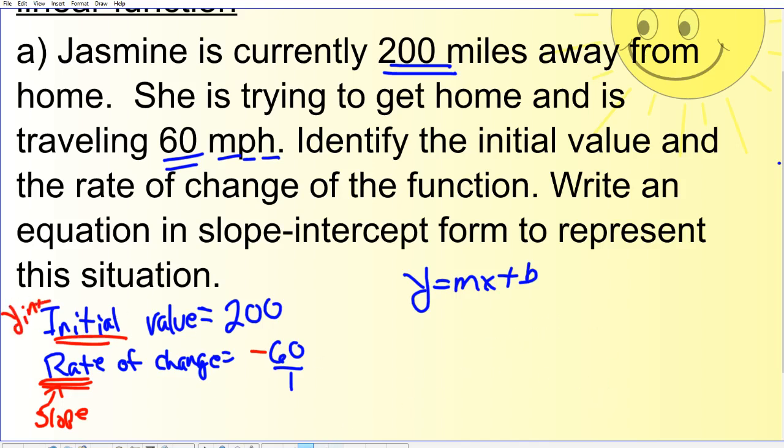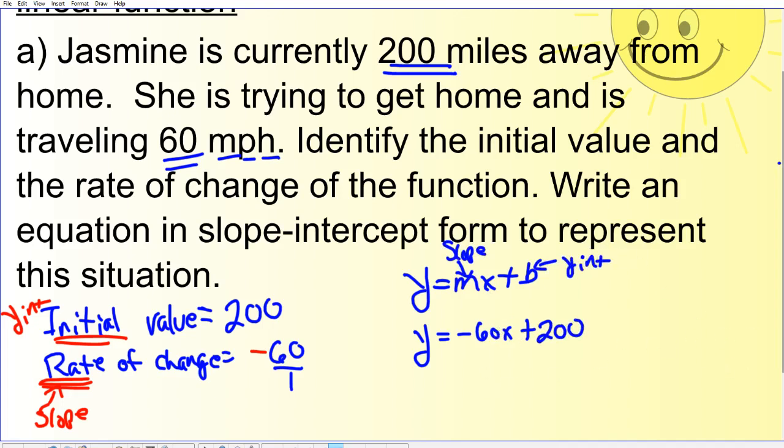Okay? So with those two pieces in mind, you should be able to very quickly plug in the equation y equals negative 60x plus 200, where this is your slope and this is your y-intercept.